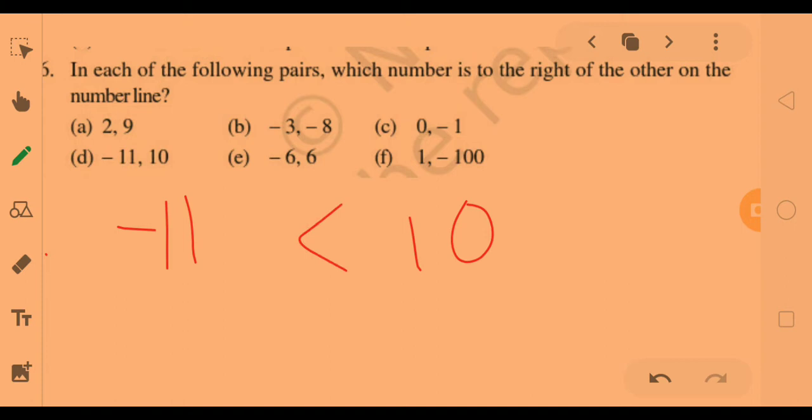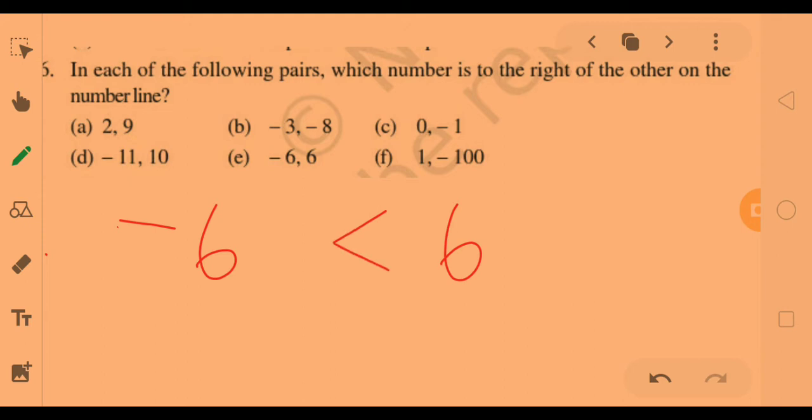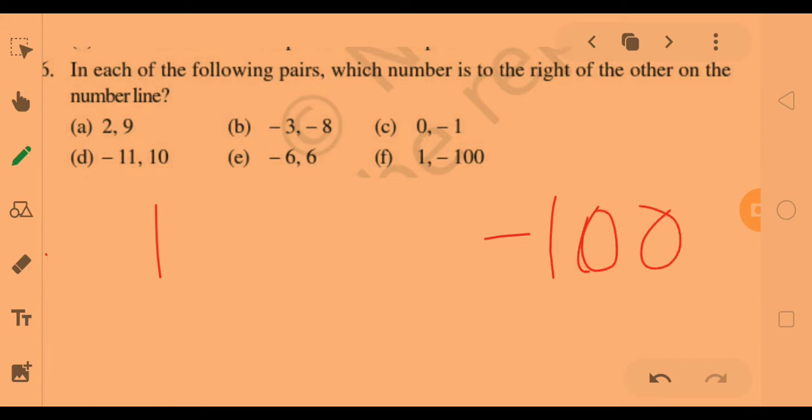See the next one, -6 and +6. You will find that +6 is on the right side. So we can write -6 is less than +6. Then 1 and -100. Always a positive integer is larger than a negative integer. So you can write -100 is less than 1.